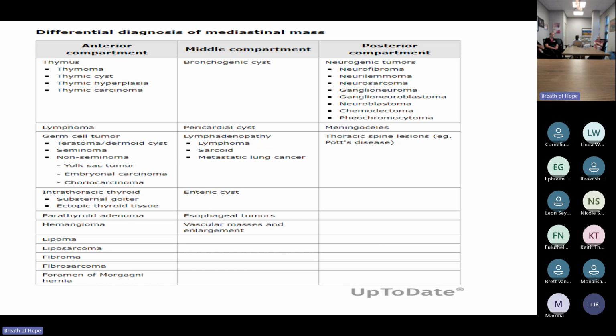and then neurosarcoma, ganglioneuromas, neuroblastomas, and of course chemodectomas. Okay, and pheochromocytoma is one that can mimic, and they can present with labile blood pressures. Meningocele and thoracic spine lesions such as Pott disease, in terms of TB.